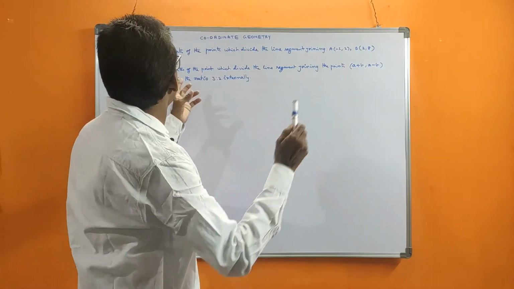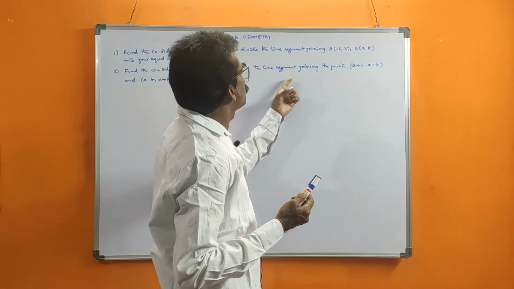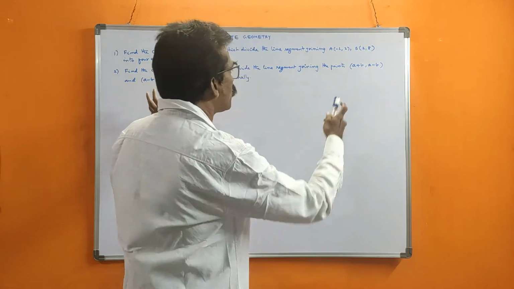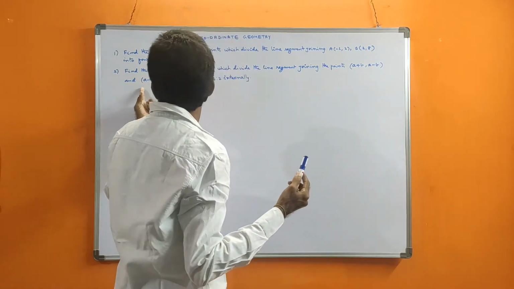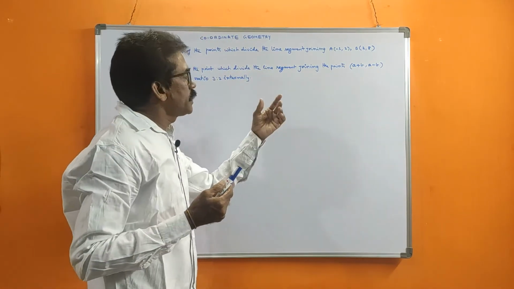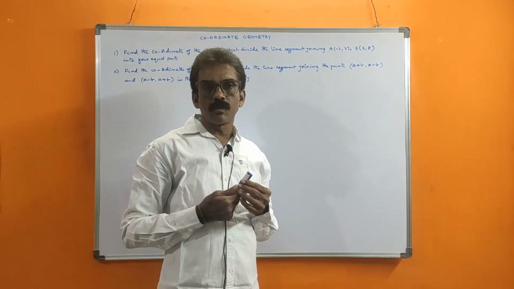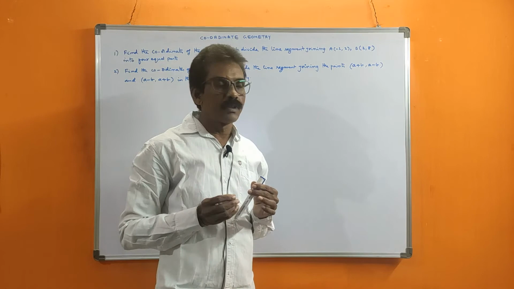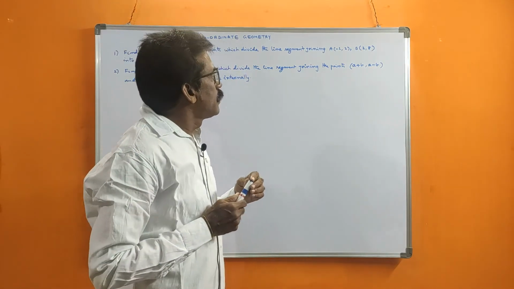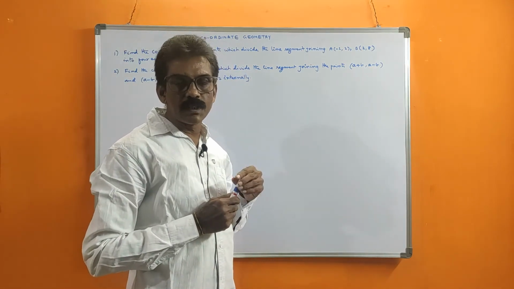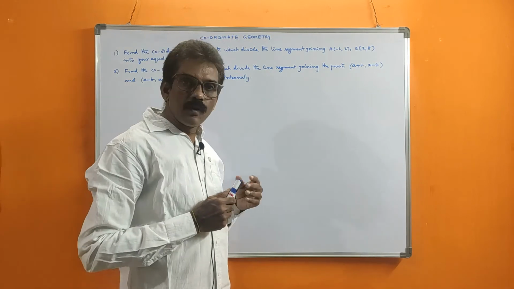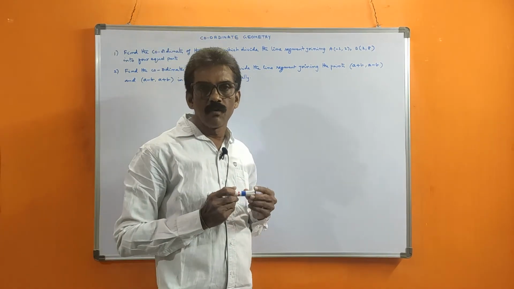The second sum is: find the coordinates of the point which divides the line segment joining the points (a plus b, a minus b) and (a minus b, a plus b) in the ratio 3 is to 2. That means instead of numerical values given in the earlier sums, here algebraic expressions are given. By using the same formula we can do it.